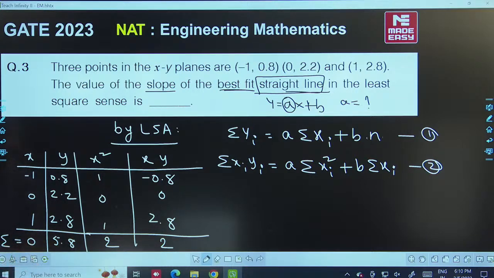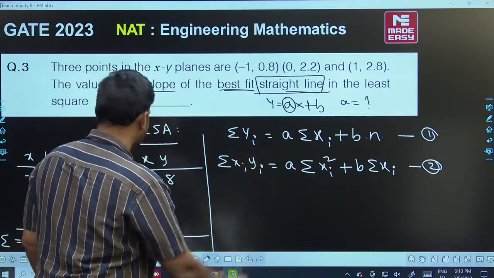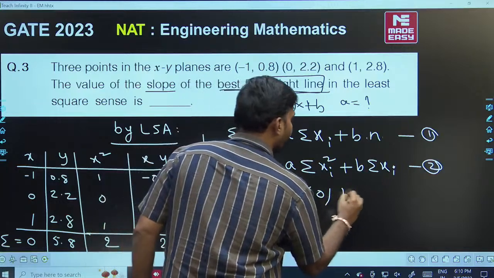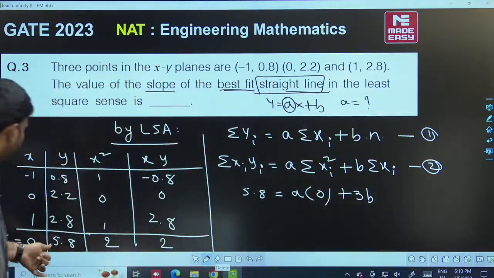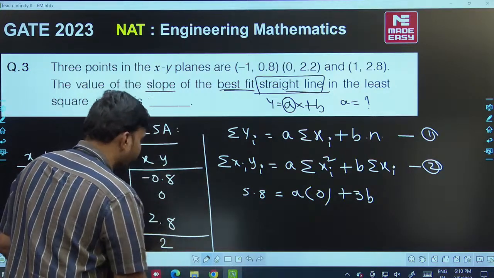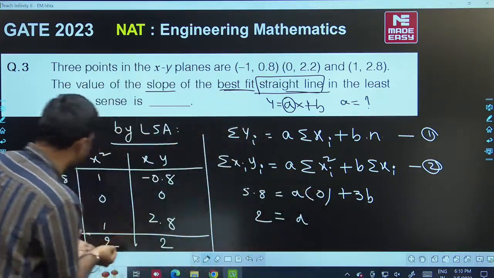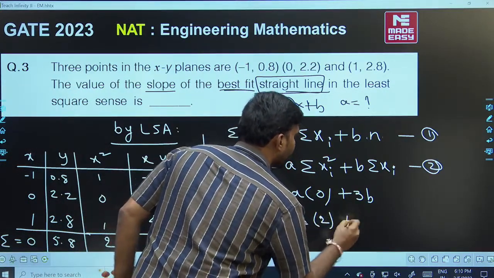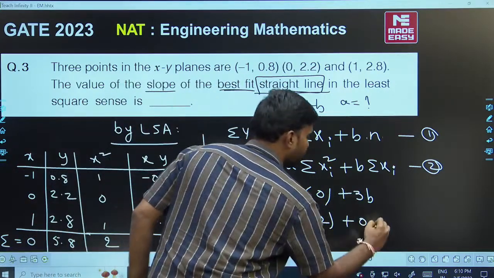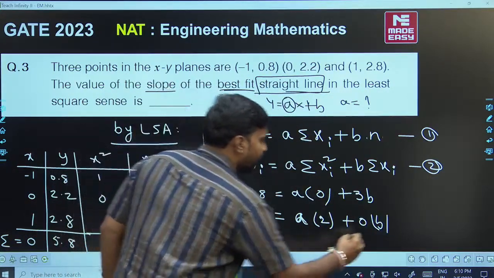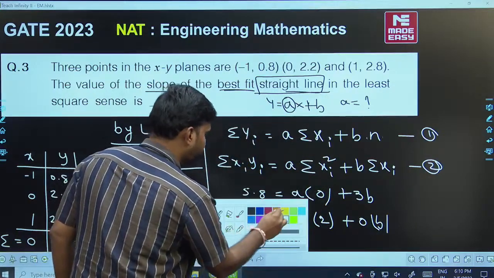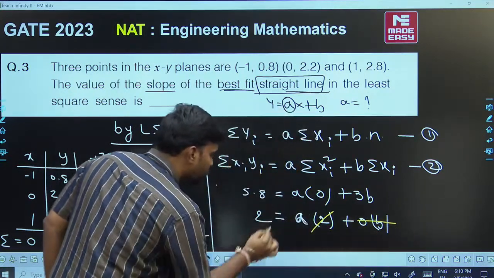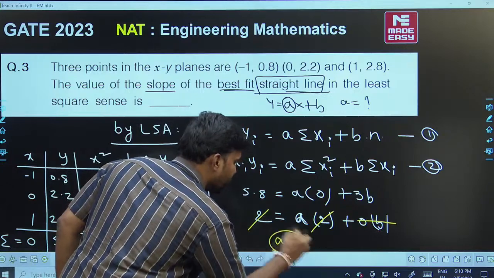These are the summation values and you have to substitute them in these equations. So summation yi is 5.8, a summation xi is 0, then here it is 3b. Then the second equation: summation xy is 2, and a summation x square, which is 2 here. Summation xi is absolutely 0. So from the second equation itself, this is 0, the 2 gets cancelled, and I am getting a is equal to 1.